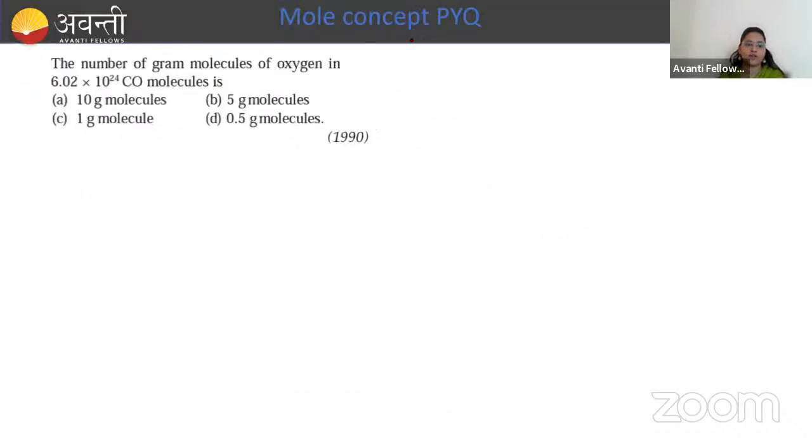Number of gram molecules of oxygen in CO molecules is. So here we need to find out the number of gram molecules for oxygen in a CO molecule. So you know Avogadro's number, that is the number in 1 mole of a given compound. Right now we are given 6.02 into 10 raised to 24 CO molecules. Since 6.02 into 10 raised to 23 is equal to 1 mole, this much will be how many moles? 10 mole of CO.